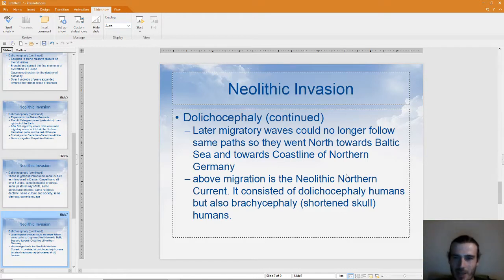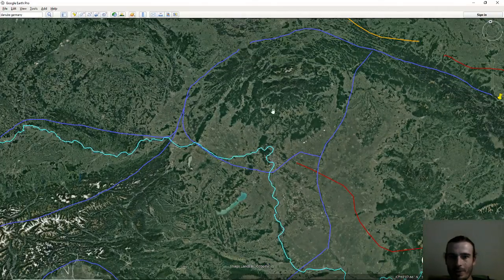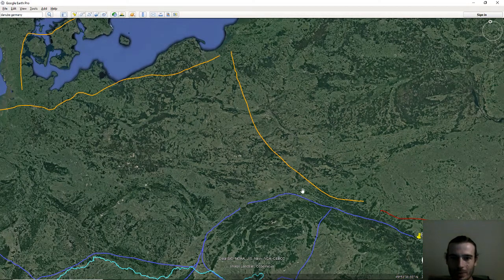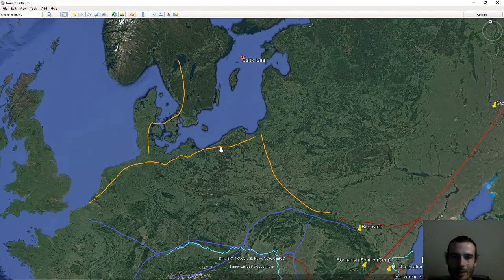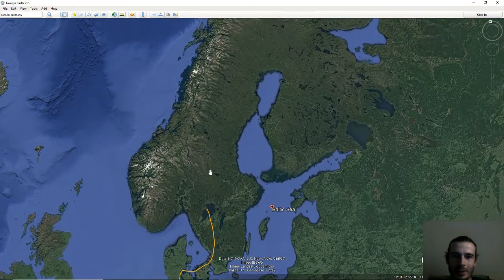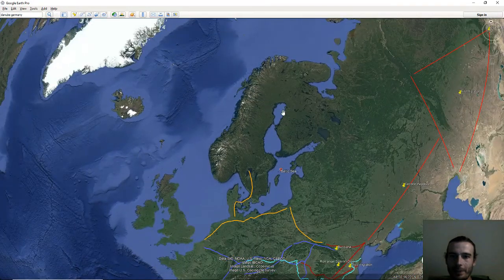So these later migratory waves can no longer follow the same path, so they went north towards the Baltic Sea and towards the coastline of northern Germany. This is represented by the orange lines. So they kind of went this way. This is the Baltic Sea. And this is the coastline all the way to Germany. And it's very possible at this time they also went towards this area and further north, Norway, whatever. They pretty much colonized this whole area.